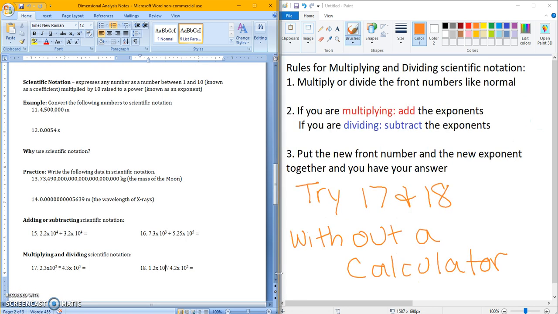Read the rules for multiplying and dividing, and try 17 and 18 without a calculator.